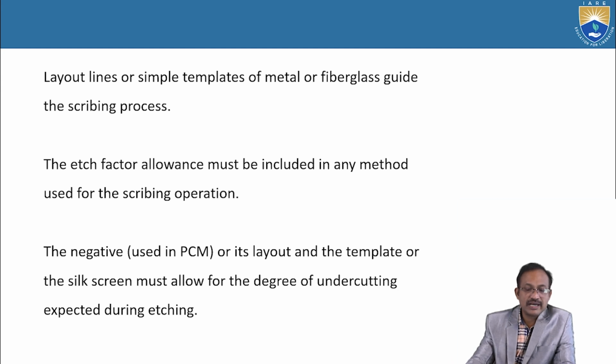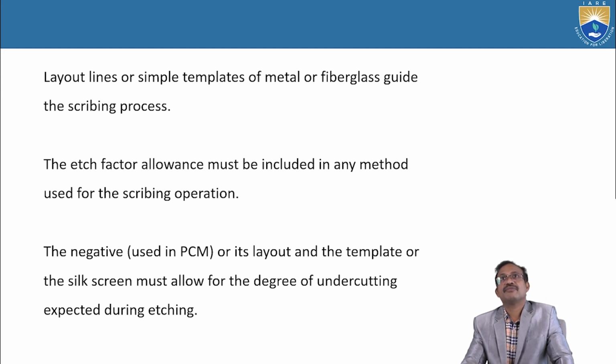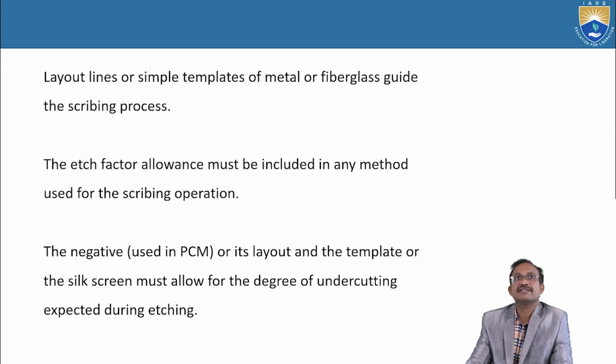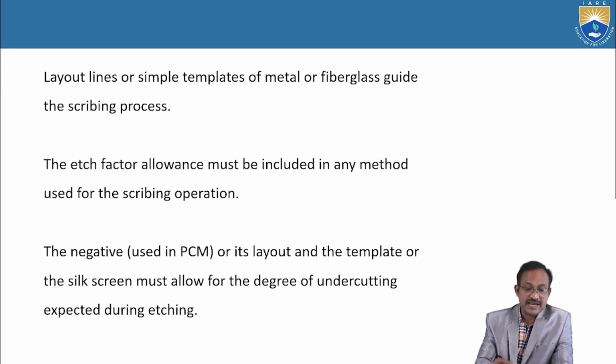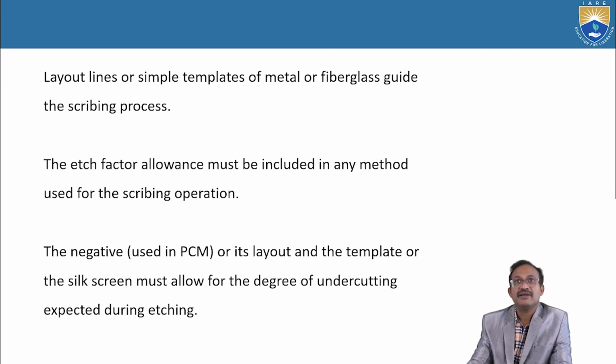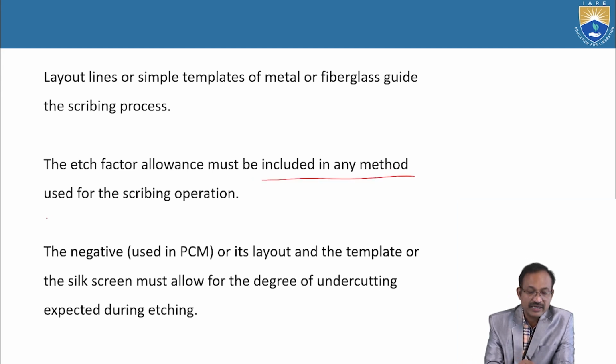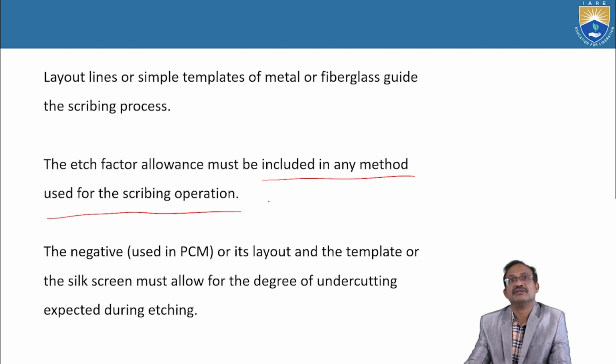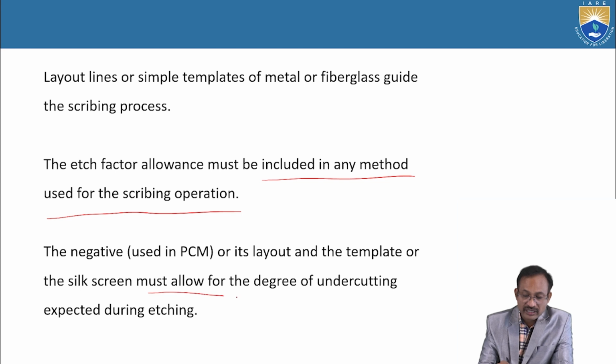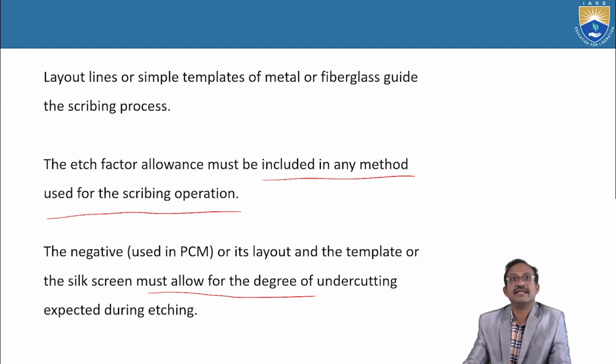Layout lines are simple templates of metal or fiberglass that guide the scribing process. The etch factor elements must be included in any method used for the scribing operation. And one more point is that the negative usually used in photochemical milling, that is PCM, or its layout and the template of the silk screen must allow for the degree of undercutting expected during etching.